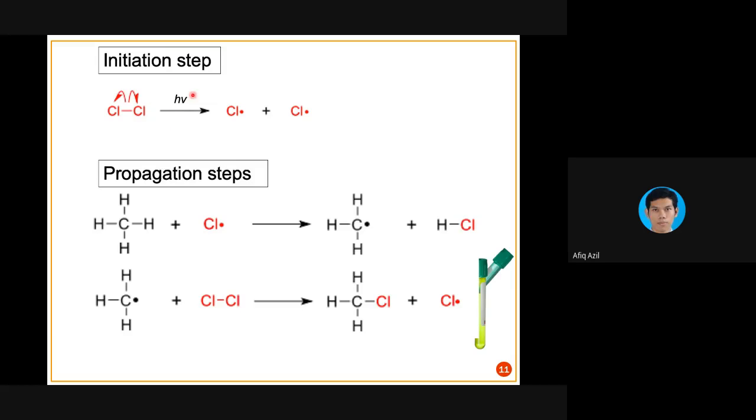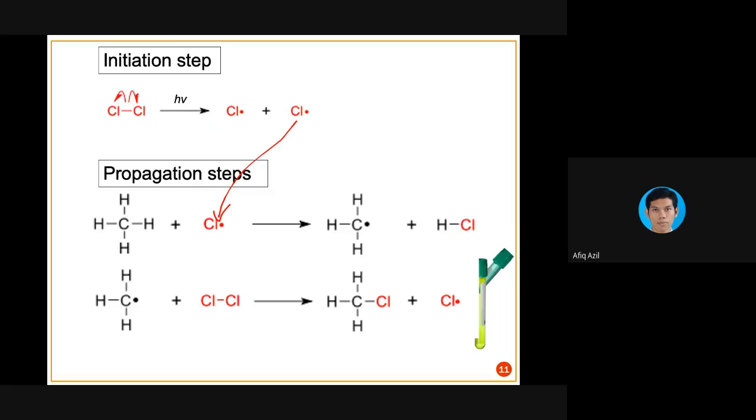So if there is no energy or UV light supplied, then you cannot have the first initiation step. And when you don't have the first initiation step, then propagation and termination cannot happen. Once you have this chlorine free radical, it will go here to the propagation step. It will be used here, in which it will react with your alkane.